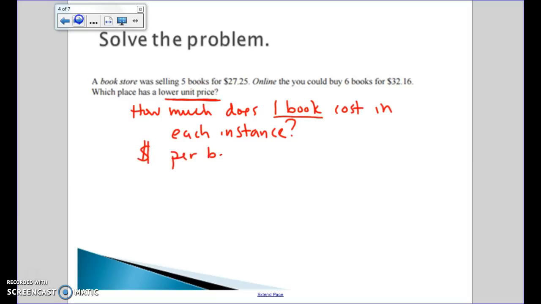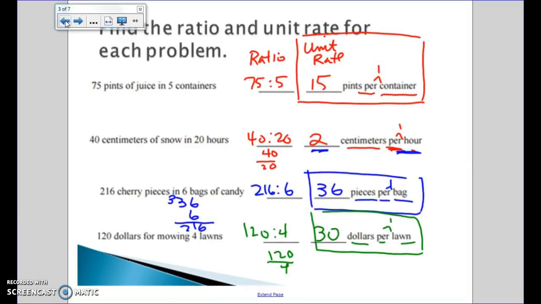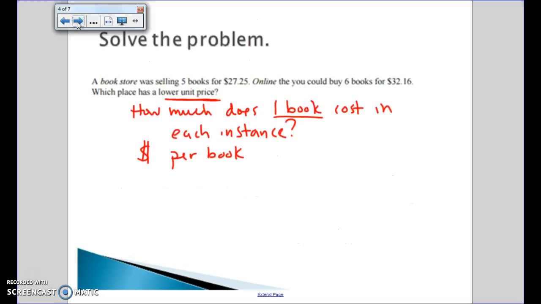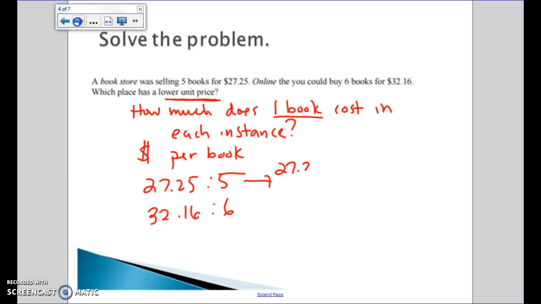Similarly to the last slide that we just did, we're going to compare the price to the number of books. So $27.25 for 5 books, or $32.16 for 6 books. Again, I like to think of my ratios as fractions: 27.25 over 5, or 32.16 over 6.